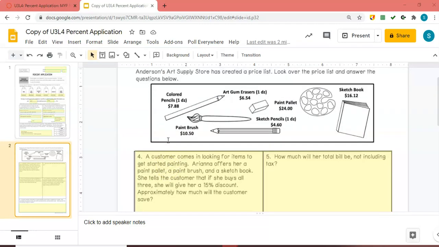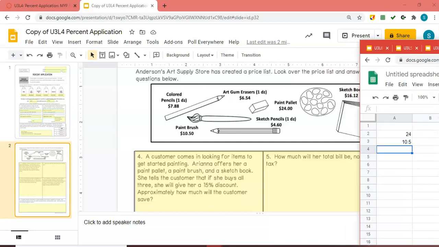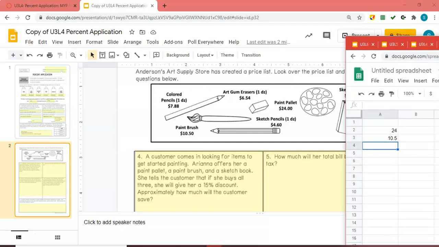Okay, so let's go ahead and look at the prices. We're getting them from up here. So what we have is several different items. We're looking at the paint palette, so that's $24. We have a paint brush, which is $10.50. And we have a sketchbook, which I can't see the price because it's hidden behind there, $16.12. Now, we're going to first find the total of all three. So we can just add them together. That's our total. And then we want 15% of that.